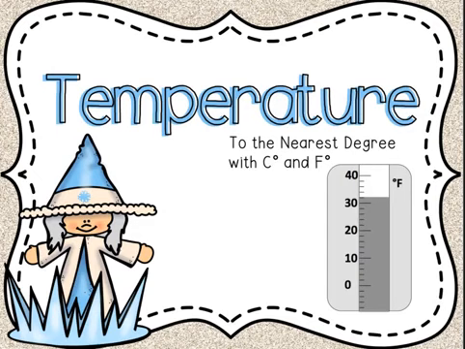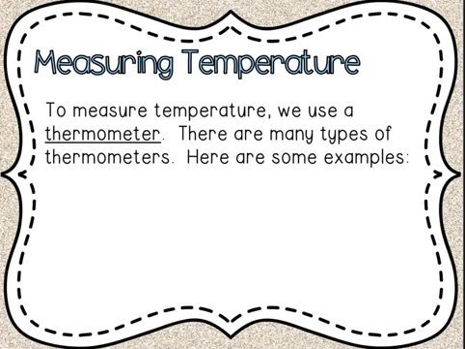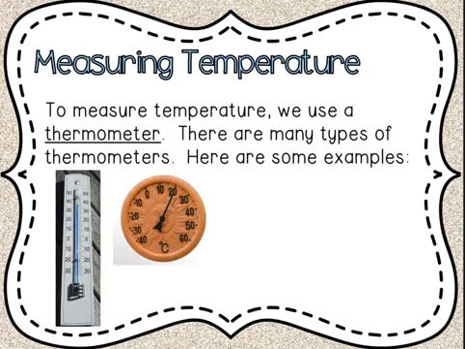To measure temperature, we use a thermometer. There are many types of thermometers. Here are some examples. These two read outdoor temperatures. One is in the shape of a rectangle and the other a circle, but they have the same function. The gauge or the fluid inside will rise and fall with the temperature.